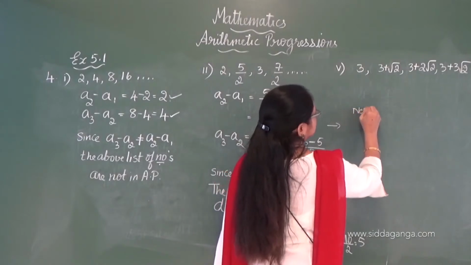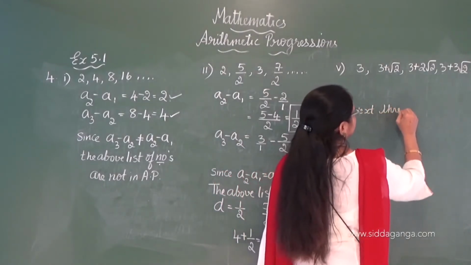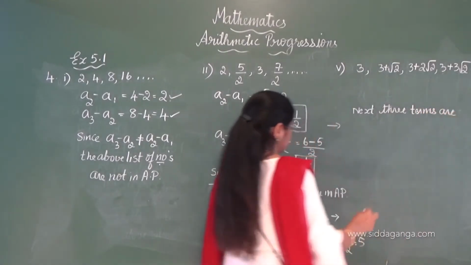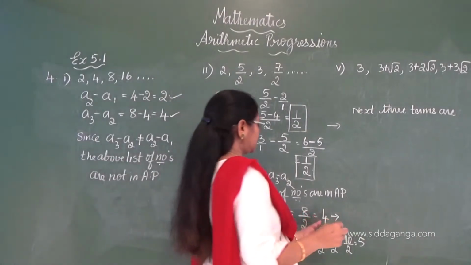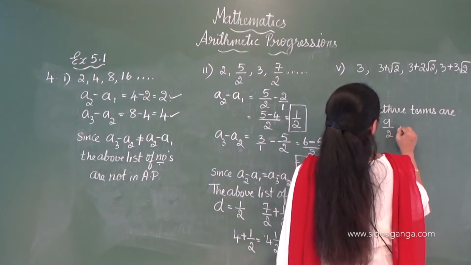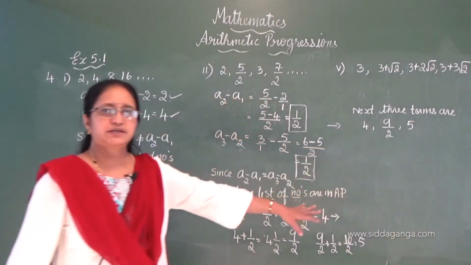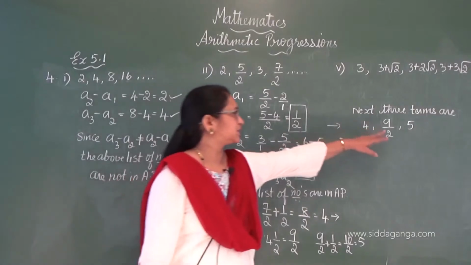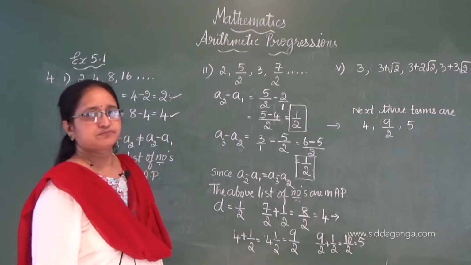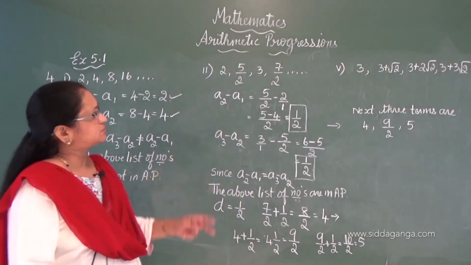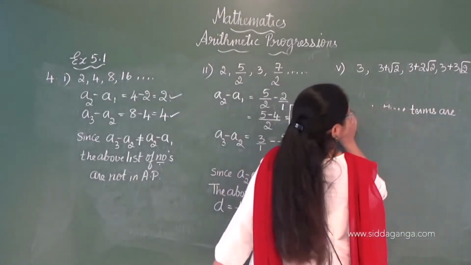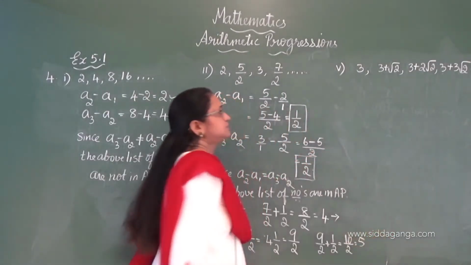Next 3 terms are, see here, what is the next term? 4, 9 by 2, 5. You have to write the conclusion like this: next 3 terms are, after this, 4, 9 by 2, then 5. So like this you have to do. Now the fifth one. See, I will rub this. So let us work out the fifth one.